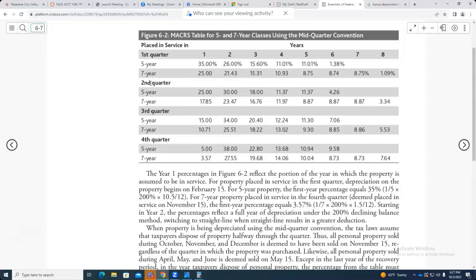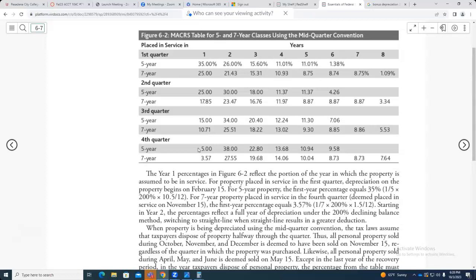But let's say you bought it in second quarter. The computer, you bought it in second quarter. Then it will be 25% for year 1 and then 30%, 18, and so on and so forth. Let's say you bought that computer in third quarter, and the computer is 5-year property. So year 1 is 15%, year 2 34%, 20%, 12%, and so on and so forth. And if you bought that computer in fourth quarter, it will be 5-year property, and you're going to use 5% ratio. Make sense?